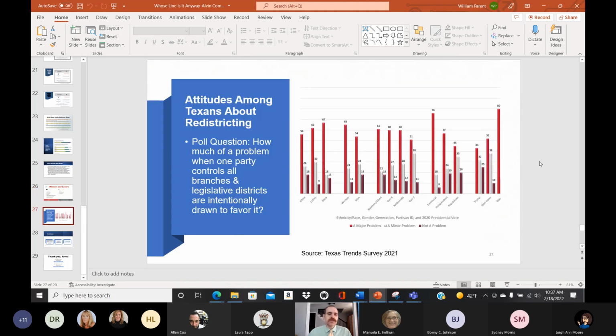I found this pretty interesting. This is attitudes among Texans about redistricting. So the poll question: how much of a problem when one party controls all branches and, as a result, legislative districts are intentionally drawn in its favor? This was a poll conducted by U of H and Texas Southern.